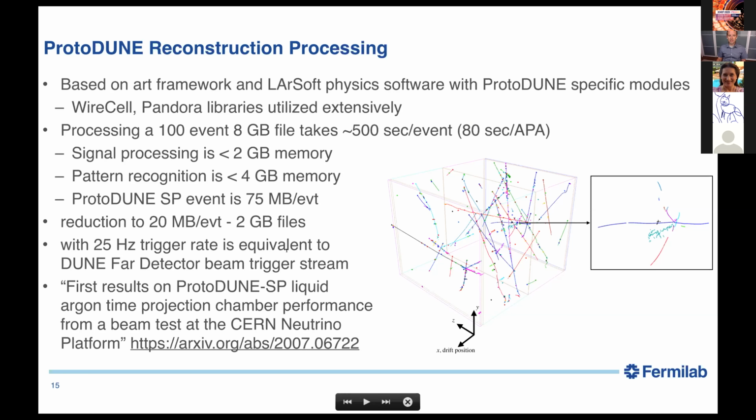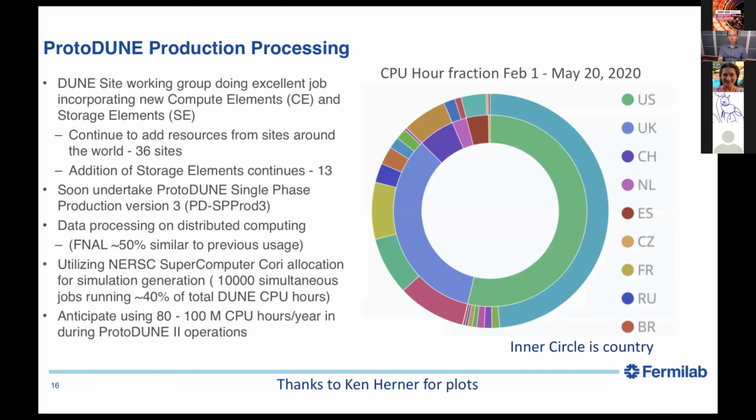And the nice thing is that we have processed all of this successfully, and results from all of this processing have now been uploaded to the archive and submitted for publication. You can see that from the link here. What was our actual utilization when we were doing this processing? We currently have 36 sites from around the world incorporated within our processing. And we have 13 storage elements as well that are contributing to our storage needs.